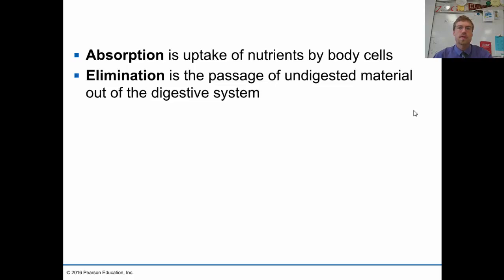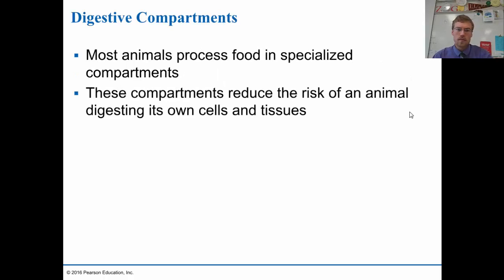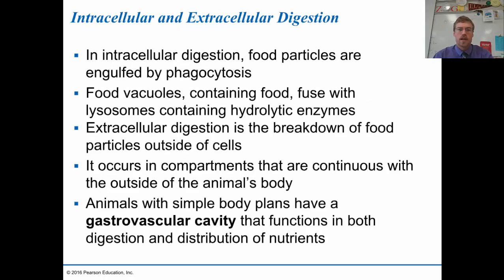Absorption is the uptake of nutrients by body cells. That's the actual taking of those smaller pieces and bringing them in. And then elimination is getting rid of undigested waste material. Most animals process food in specialized compartments, and these compartments reduce the risk of an animal digesting its own cells and tissues. You don't want the enzymes that are breaking down food breaking down your own cells, so having that separate is important.